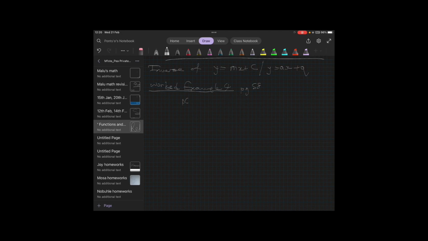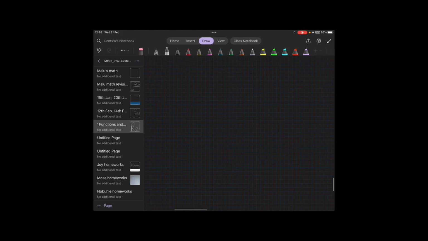This would be p of x. Find a function that starts with p equals minus 3x plus 1. And then we must plot p of x and p inverse of x on the same system of axes. System of axes, yeah. So what's our first step?